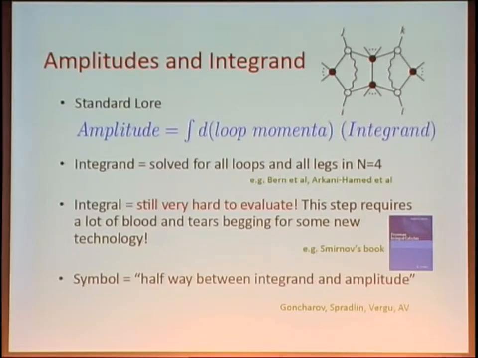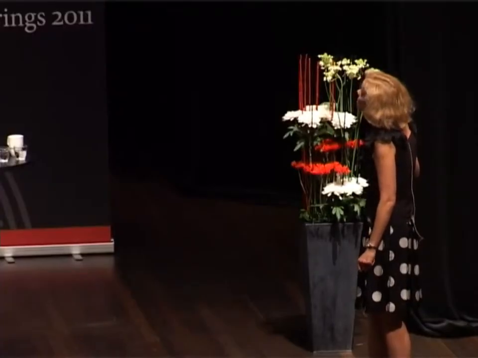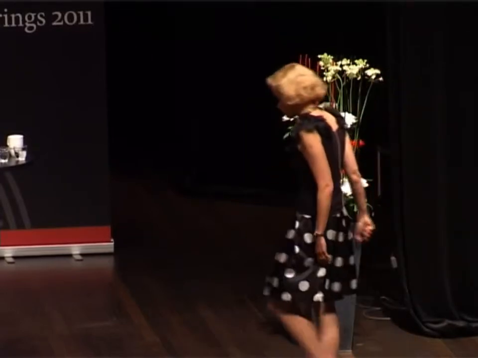Very good. So where do we stand? Recently, I think it's fair to say, in the past year, the integrand, the object which enters here, has been solved by Nima Arkani-Hamed and Freddy Cachazo and collaborators to all loops and all legs in N=4 Yang-Mills theory. They've written these non-local forms, the recursion relations, and they told us what the integrand is. For example, if you look at the two-loop MHV amplitude, this is the answer.